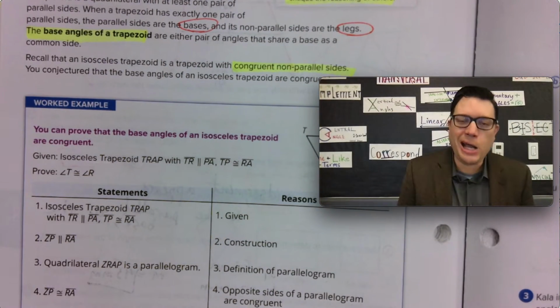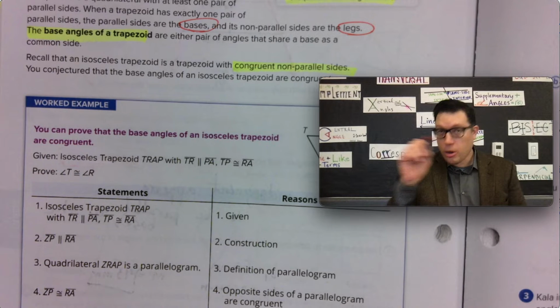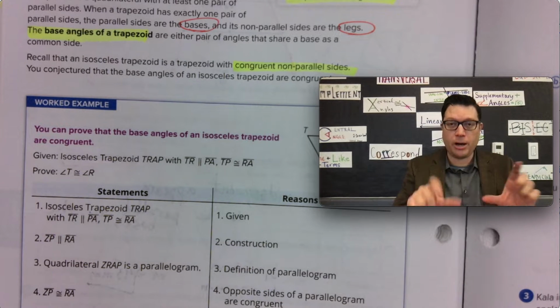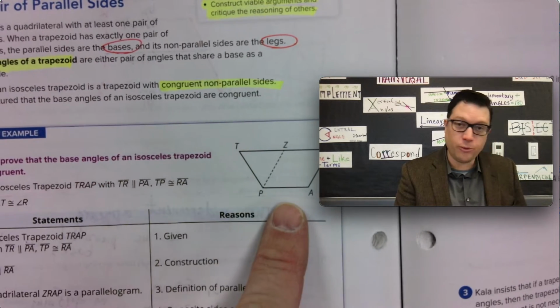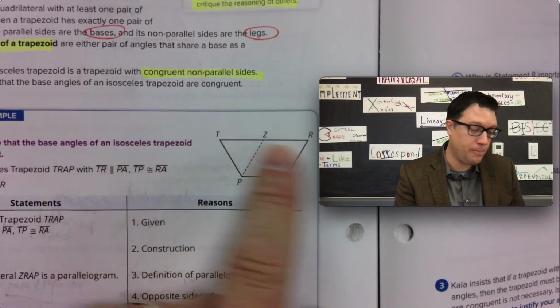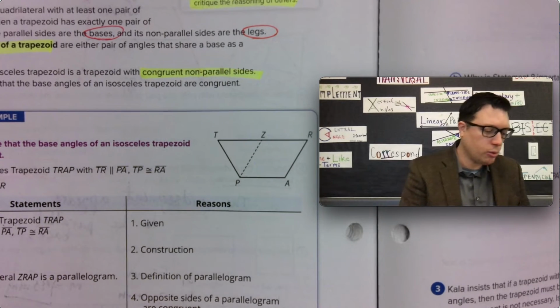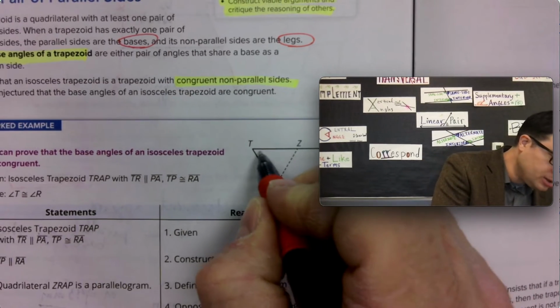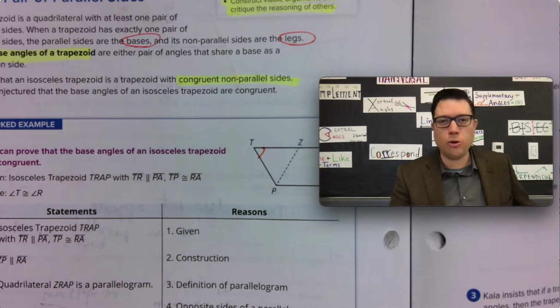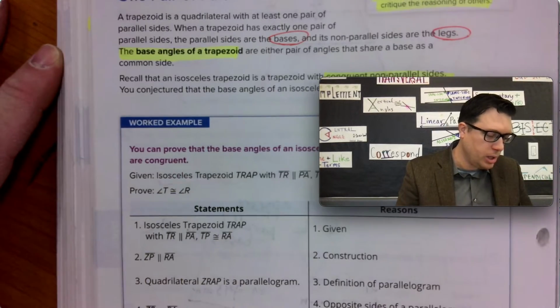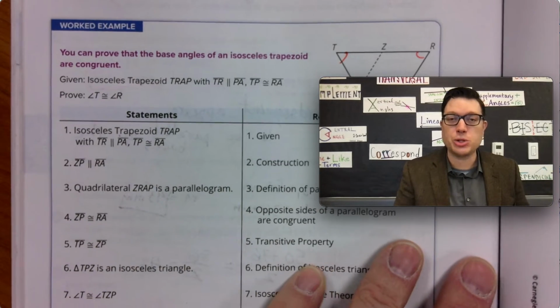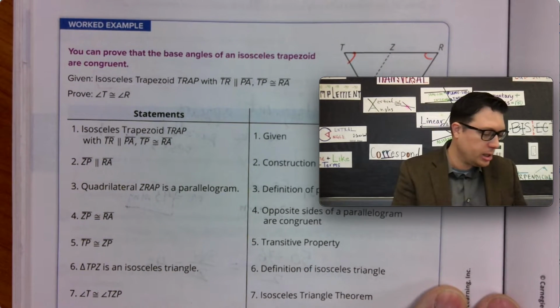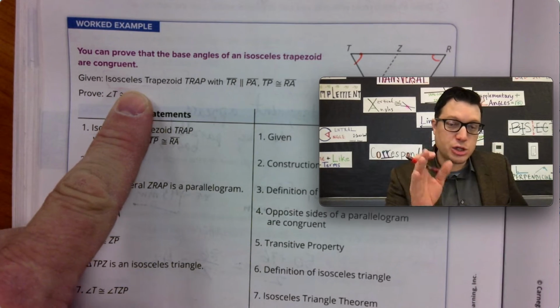The base angles of a trapezoid are either pair of angles, either on the top or the bottom, that share a base as a common side. So maybe if we define this trapezoid where this is the base, but this is also the base, we're really going to focus on angle T and angle R for the page 410 video. You can prove that the base angles of an isosceles trapezoid are congruent, given we have an isosceles trapezoid.